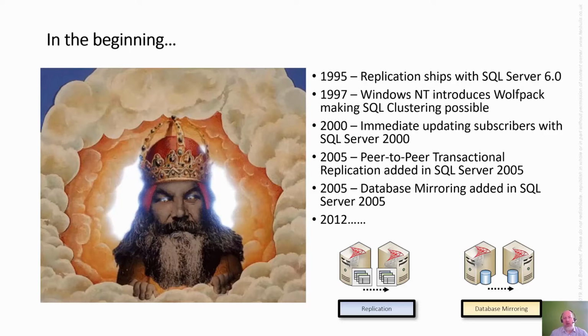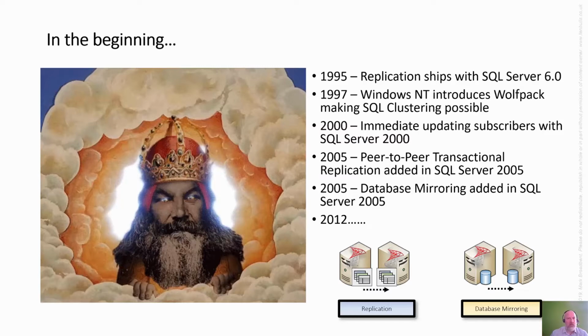So then what happened? With SQL Server 2000 and also 2005, there were some updates to replication that made those technologies a lot more compelling to use. But again, we're still only talking about a data level of availability. And really what we're wanting is some kind of database abstraction, a database level of availability, and that actually came in SQL Server 2005 with database mirroring.